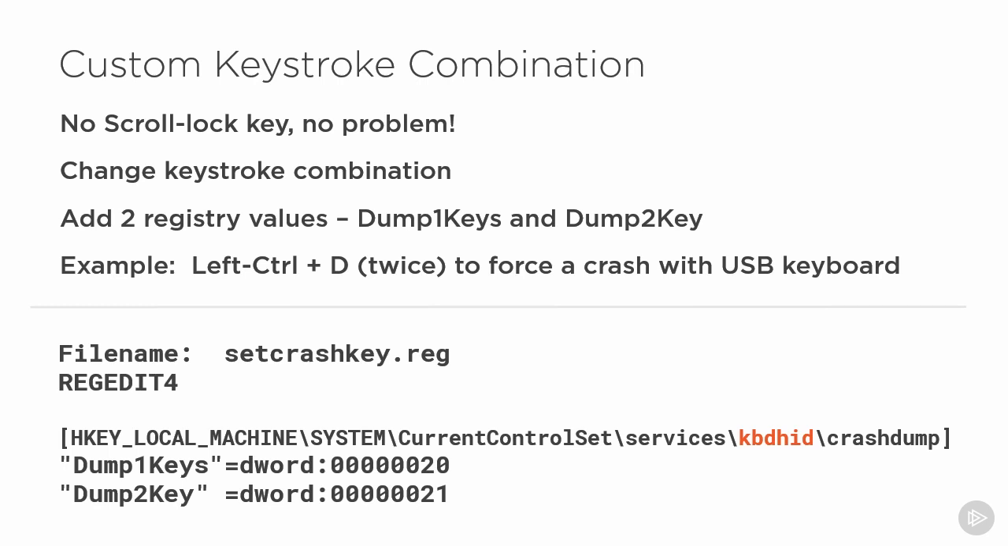Then we leave a blank line and then go ahead and put in the registry key where we're adding these two parameters, namely HKEY_LOCAL_MACHINE\System\CurrentControlSet\Services\kbdhid\crashdump, and we add those two keys, Dump1Key, and set it to a hex value of 20, and Dump2Key to a value of 21. Once you type out this file, just run setcrashkey.reg, and it'll automatically add these registry parameters for you. And of course, a reboot is necessary for this to take effect.